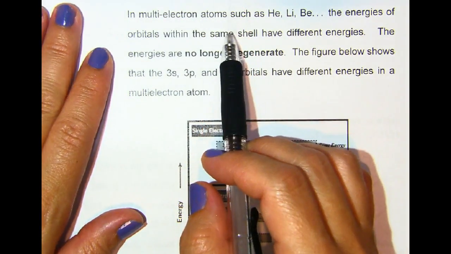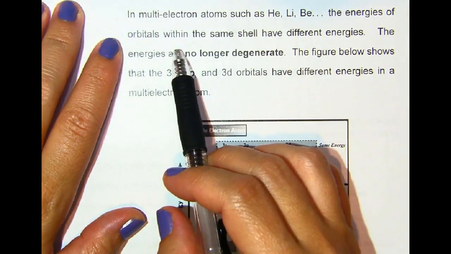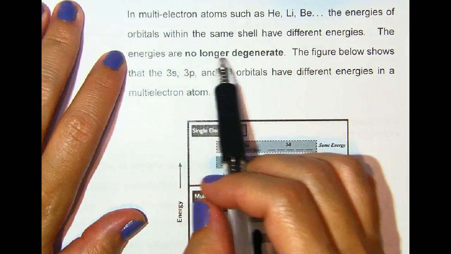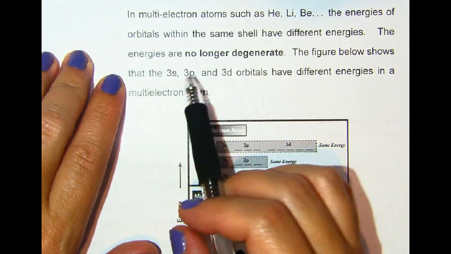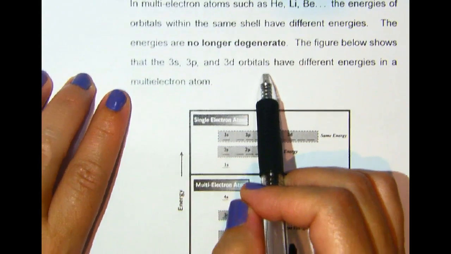In multi-electron atoms, such as helium, lithium, beryllium, etc., the orbitals within the same shell have different energies. The energies are no longer degenerate. The figure below shows that the 3s, 3p, and 3d orbitals have different energies in a multi-electron atom.